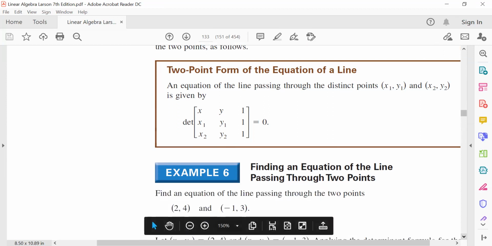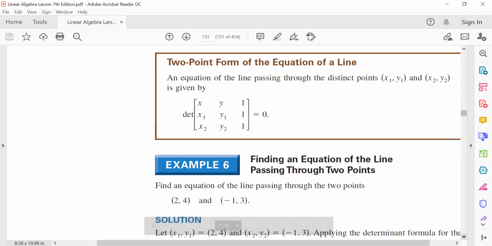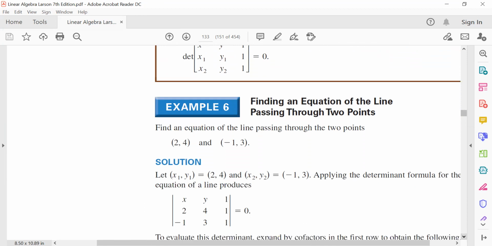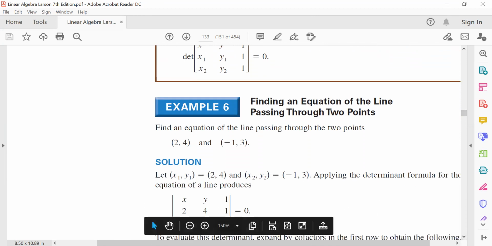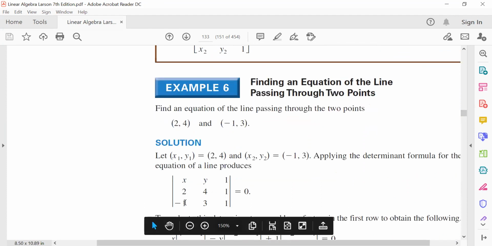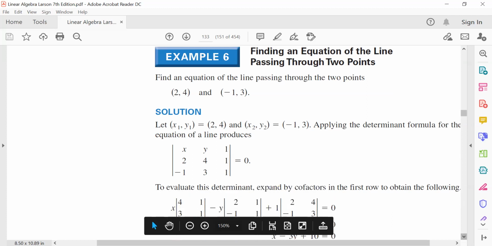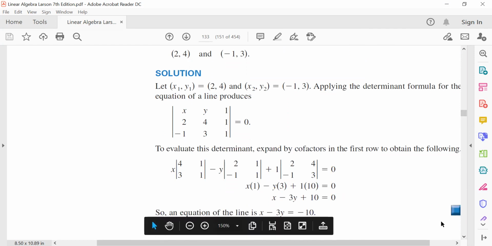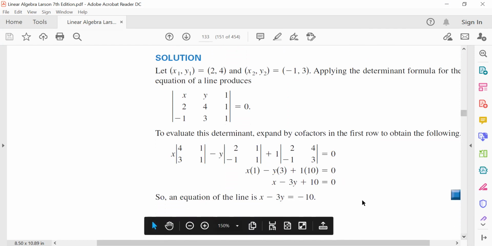And let's do an example. So we have (2, 4) and (-1, 3). What we want to do here is set up our determinant. Here's our 2, 4. That's our -1, 3. That's our x, y. As usual, the third column is all just 1s, and we set this equal to 0, and we evaluate it, and we get, drum roll please again, x minus 3y equals -10 after we simplify everything.